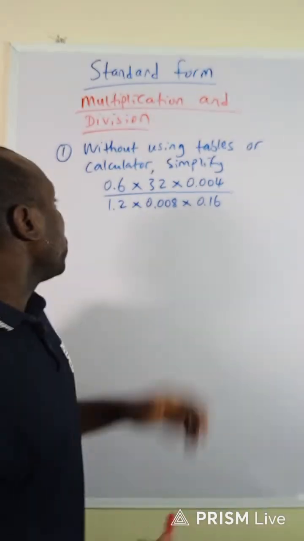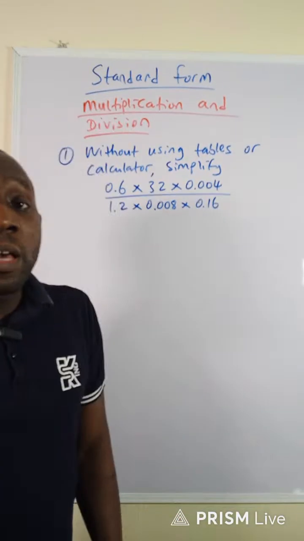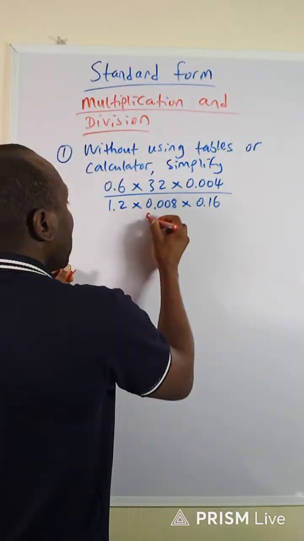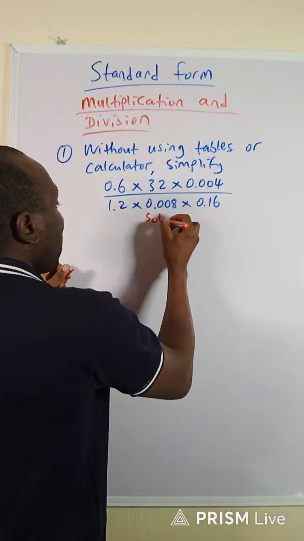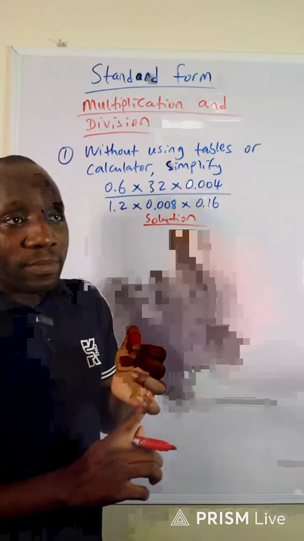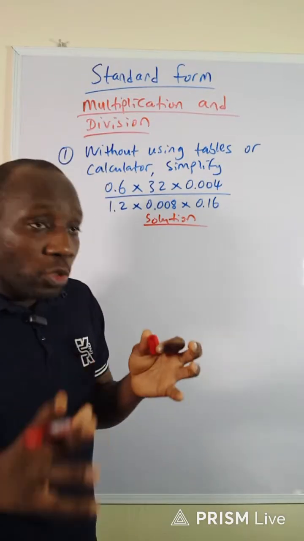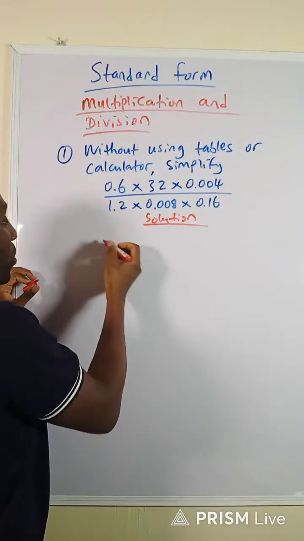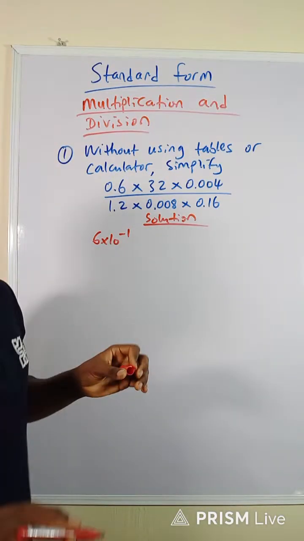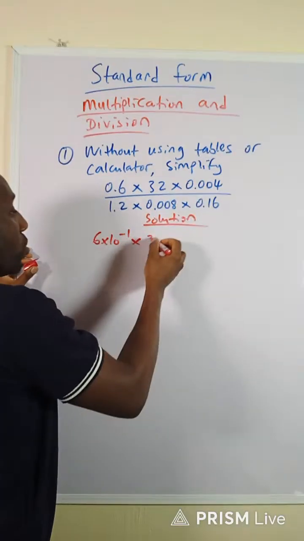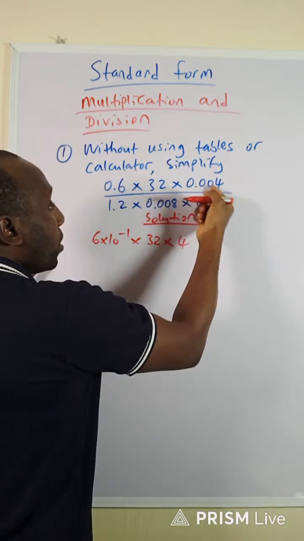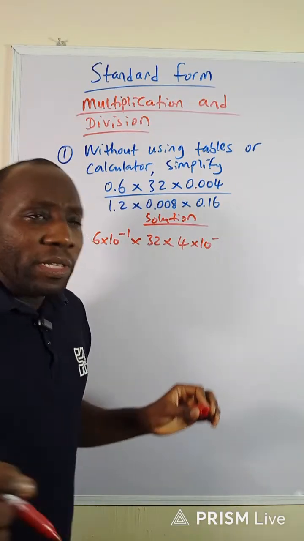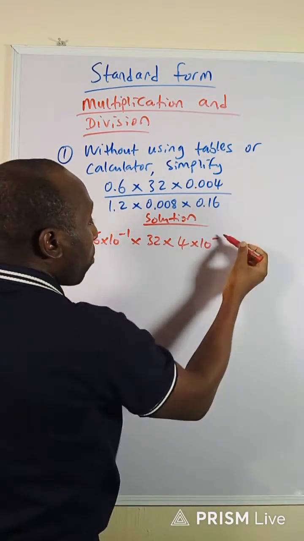Now, do you know what I'm going to do? I'm going to write 0.6 as a whole number times 10 raised to the power of whatever power. Those who were here when we had the first lesson on standard form, I told you how to write numbers in standard form. So 0.6 will become 6 times 10 raised to what? Minus 1. Then times 32. Then times 4 times 10 raised to the power of minus, see, this is where your decimal point is. How many times will I move it out of this number? 1, 2, 3. So minus 3.